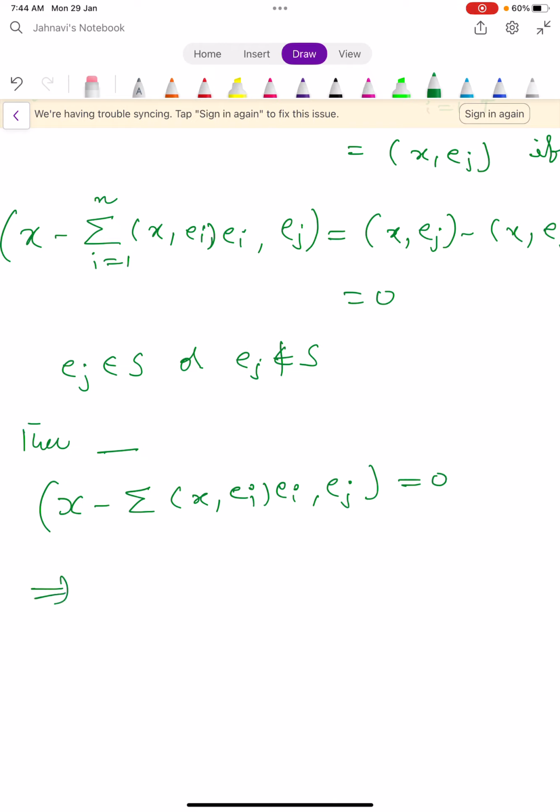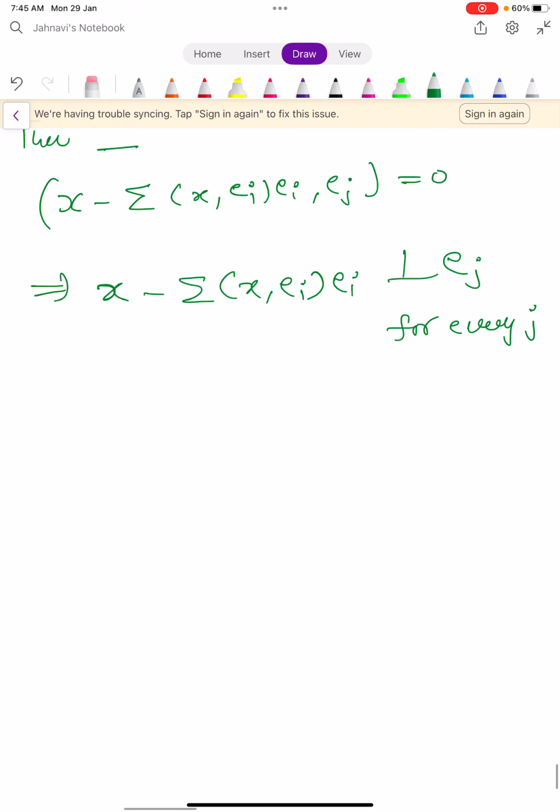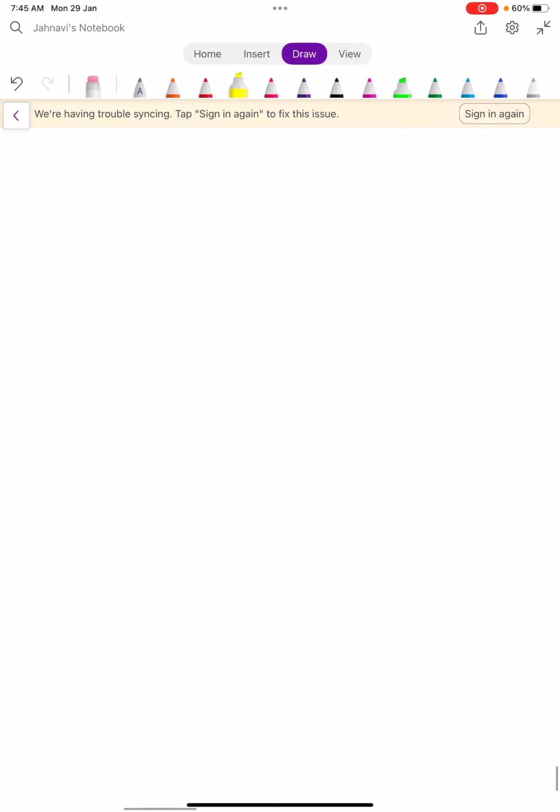It means the element x minus the summation of x comma ei into ei is perpendicular to ej for each j. So our main condition is fulfilled. We had to show this condition only. So this is proved. And finally, we shall conclude the proof.